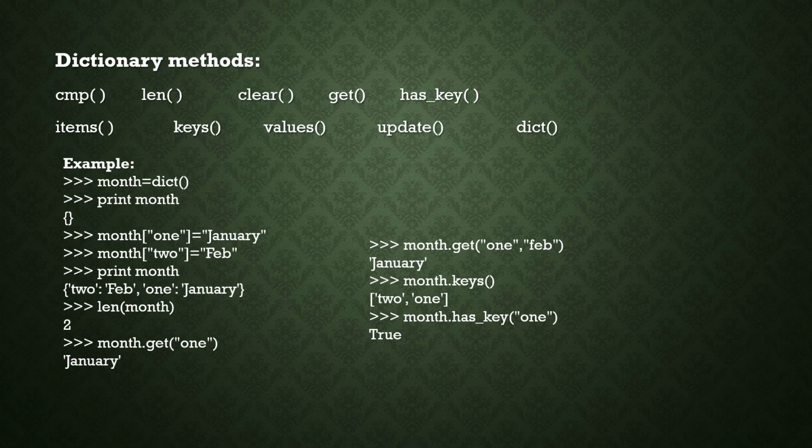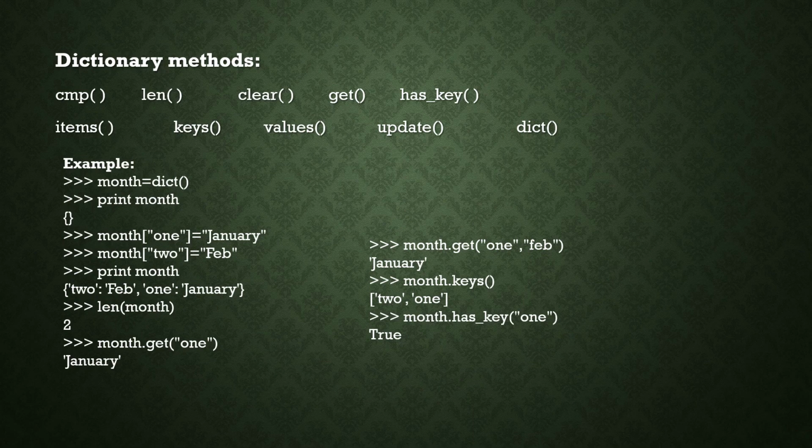Next, you are going to assign month[1], where 1 is the key and its value is a string, January. Then month[2] is February. Print month, so it will display 2: February and 1: January. Next, you can use another dictionary method, len(month), that is to calculate the total elements, that means total key-value pairs. There are 2 key-value pairs, 1 January and 2 February, so it will display 2.